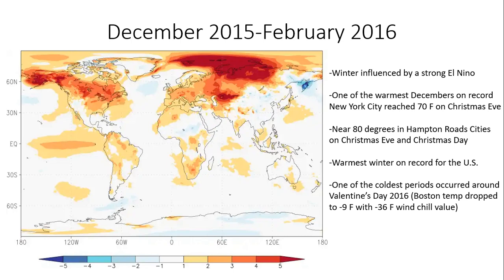But look at the Northern Hemisphere as a whole. Very warm, above normal. Look at the Arctic Ocean again, well above normal. Just not much blue shading for the winter of 2015-16. This was a really warm one.